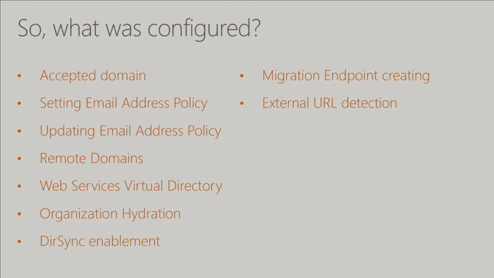So we still have to configure your email address policies so mail routing can work. We still have to configure your accepted domains, your remote domains. We have to hydrate your tenant. All the things that the hybrid app normally does is done, but it's all done under the hood. You don't have to do all this stuff manually.